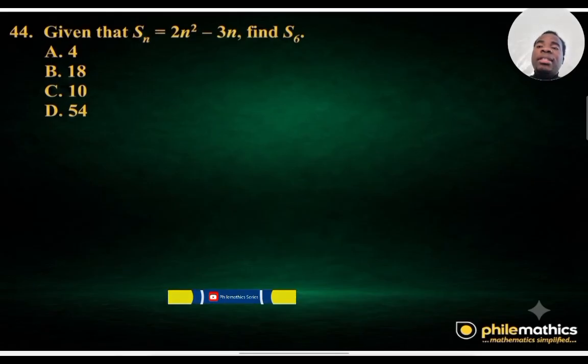This is a simple question on substitution. It says, given that x sub n is 2n squared minus 3n, find x sub 6.